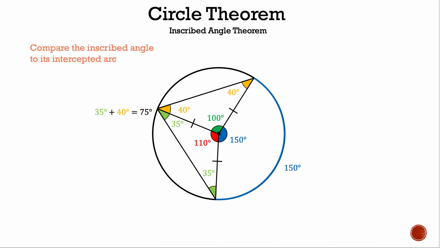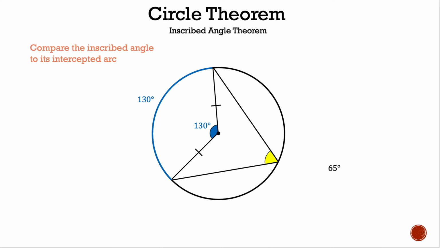Let's take a look at one more example. In this case, our inscribed angle is 65 degrees and our intercepted arc is 130 degrees. And this works because 65 degrees times 2 is 130 degrees, and 130 degrees divided by 2 is 65 degrees. Now let's show you visually why this works. We're going to draw a radius from the center to the inscribed angle. And now we're going to measure each angle, and we're going to get 30 degrees and 35 degrees, because 30 degrees plus 35 degrees is equal to 65 degrees.